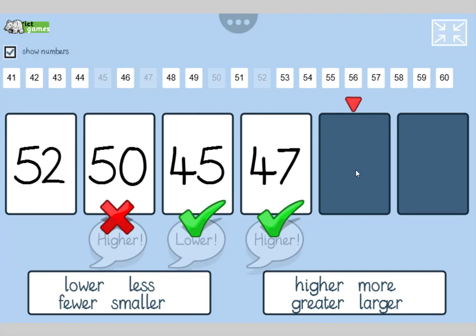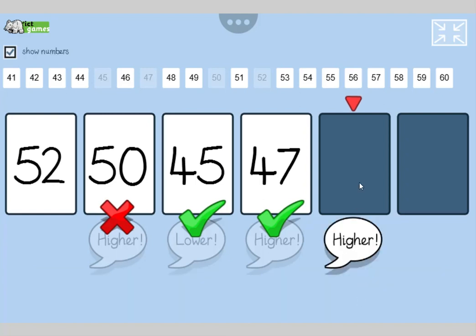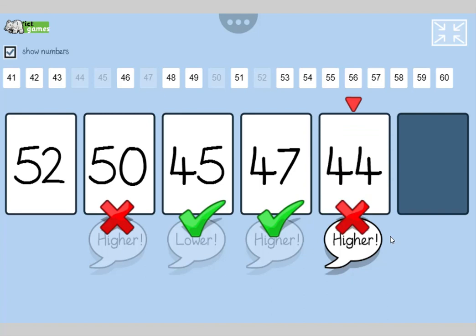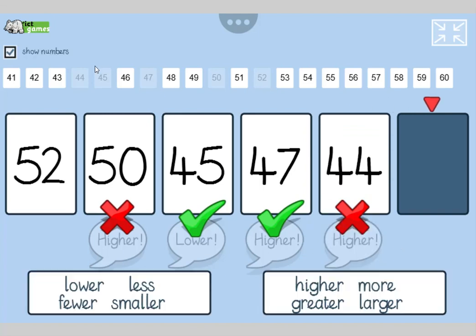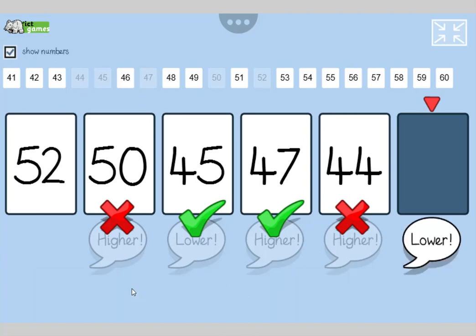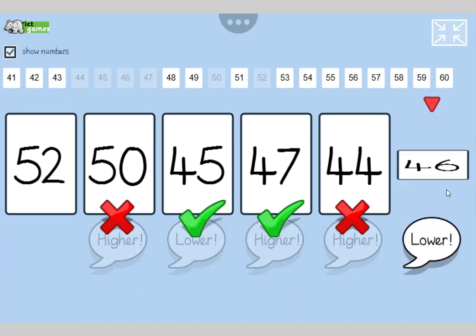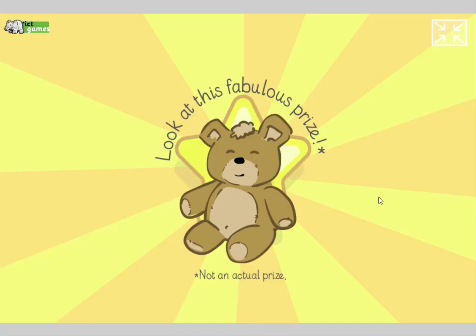Okay, right, so 47. Now, 47 is a tricky one, kind of in the middle, but there's not that many there. What do you reckon? Higher? I'll try higher. Oh, love your mistakes. Now, 44 is really low. I'm going to gamble. I'm going to say it's going to be lower. Are we ready? Oh, look at this fabulous prize. Oh, I want a teddy bear.